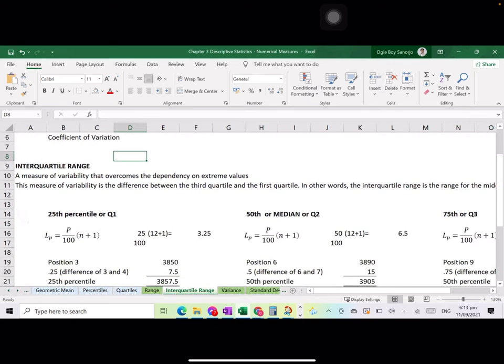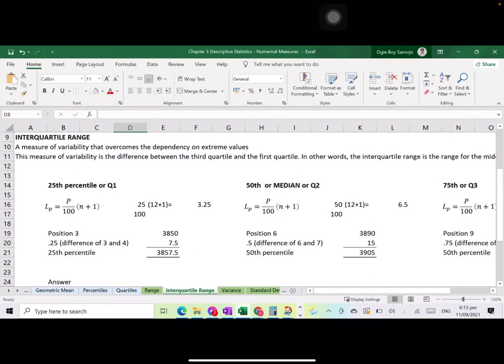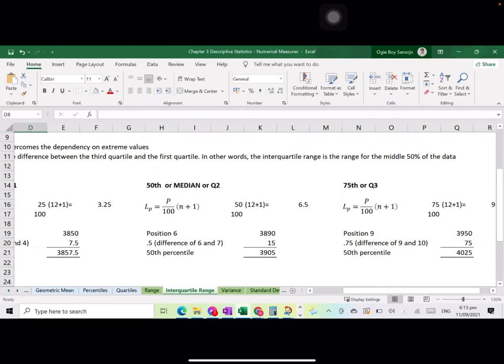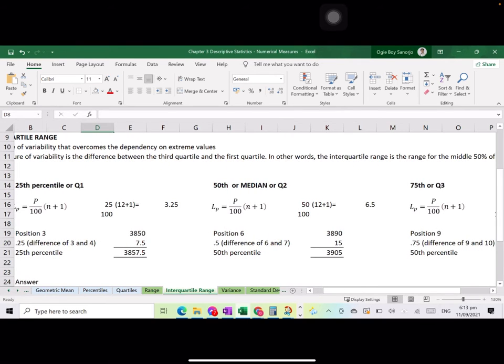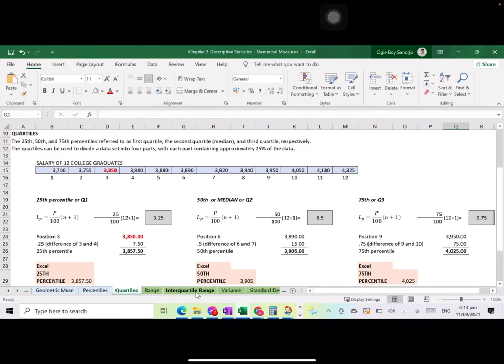Okay. So, this one, the 25th percentile or Q1, and the Q2 and Q3, these are all the solutions doon sa topic natin na quartiles, this one, no? Dito sa part na to. So kinapi-paste ko lang siya.